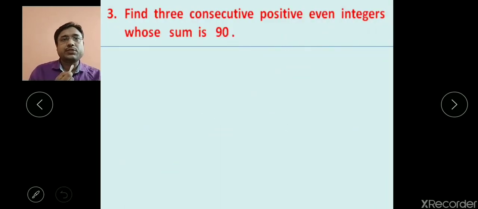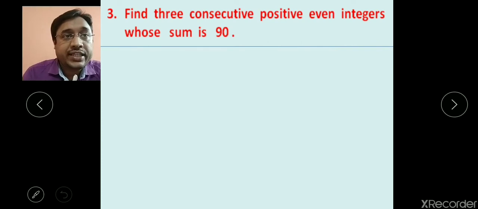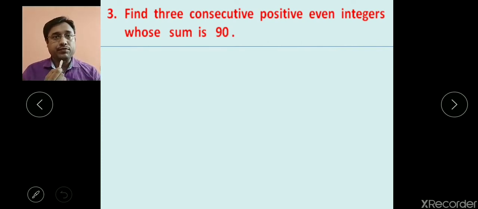Then the next question is: find three consecutive positive even integers. Positive even integers means even natural numbers, because they are positive. So we can say even natural numbers or even positive integers whose sum is 90. And this time they are three numbers and they are even also. So there is a gap of one number.